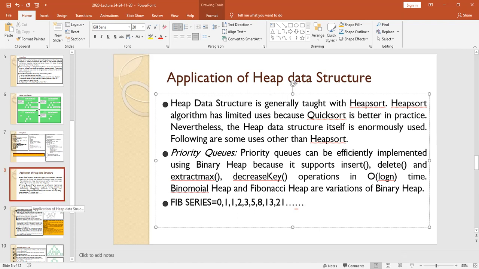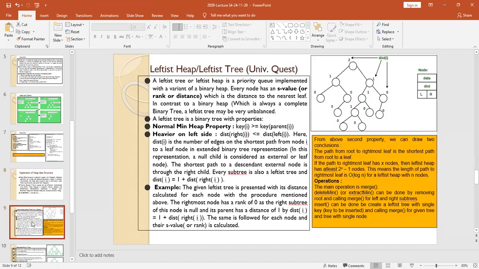That is the first topic. Now you come to the second topic, called leftist heap or leftist tree. According to the binary, you come to a binary tree. When the left child is lesser than the root and the right child is greater than the root, we call it a binary search tree.